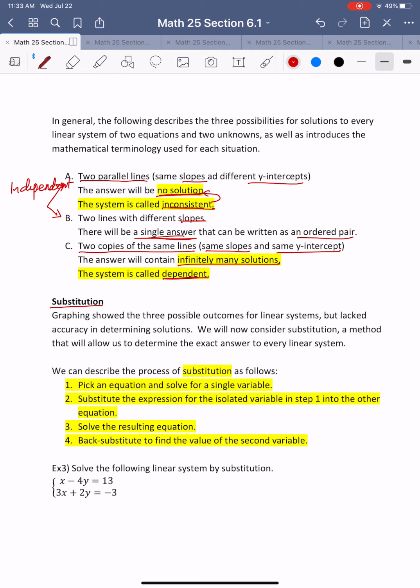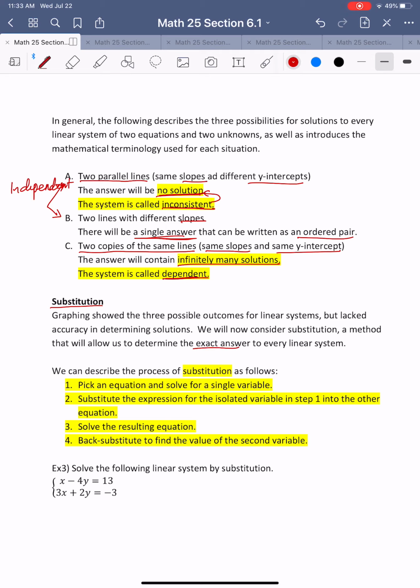Now, I'm going to introduce the substitution method. That's another way you can solve a system of linear equations. But also, if it's not a linear equation, we can use it for a non-linear system of equations too. Graphing shows the three possible outcomes for a linear system, but lacks accuracy in determining the solution. In the second problem, I showed that I can't really tell you what the solution is, because the solution comes out as a fraction or decimal. Now, we will consider substitution as another method that will allow us to determine the exact answer to every linear system.